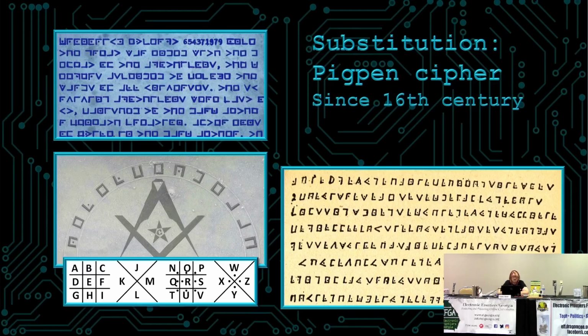For example, the one at the bottom left is a picture I took of a tombstone. I think this one is in New York City, and it uses the pigpen grid that is underneath it. And it comes out to say, remember death. Which is also a form of saying carpe diem, seize the day, right?